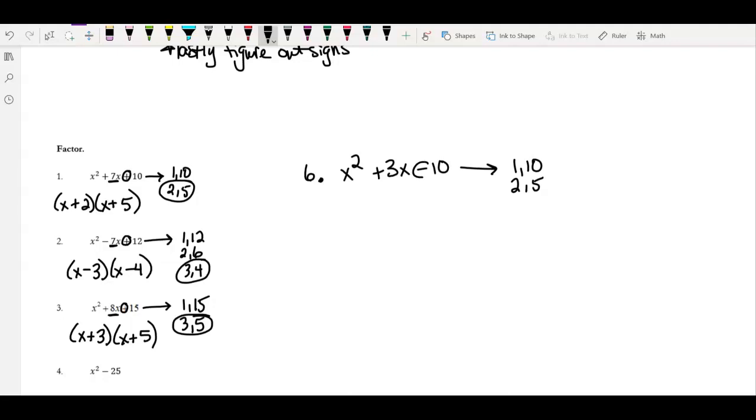This time I'm subtracting to get 3. Well, the only pairs here that subtract to give 3 are 2 and 5. So I'm going to do an x with a 2, an x with a 5. Okay, so now, the only way that I can get a positive 3, it's positive, so that means the big number's positive. And the little number's negative. So let's add this up here.